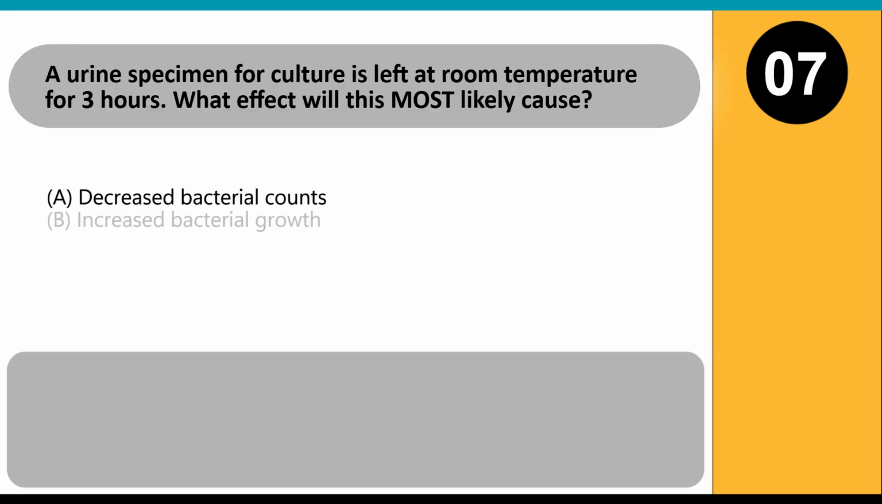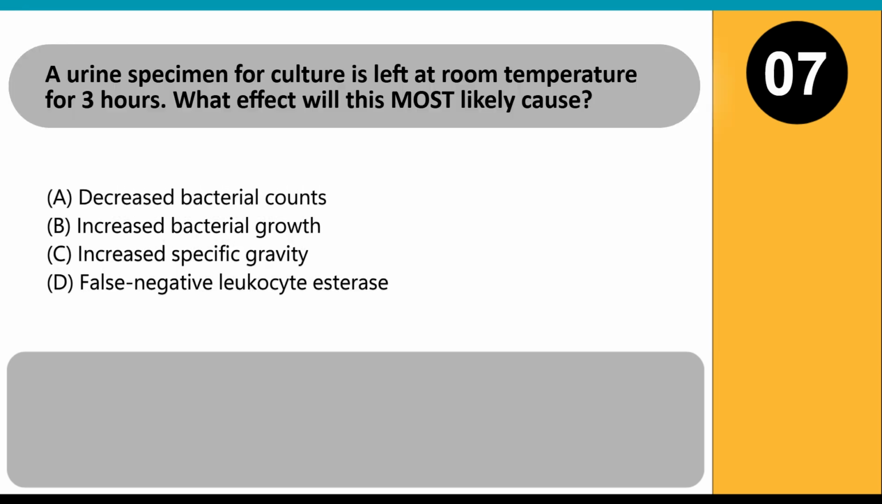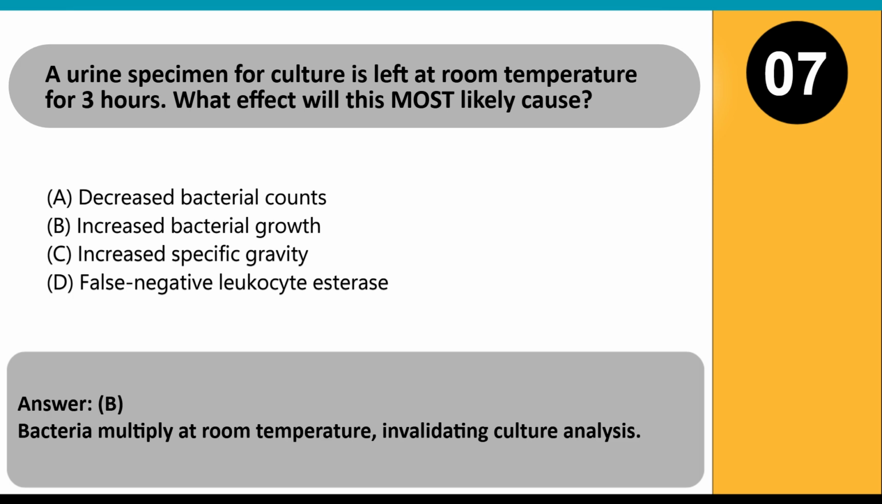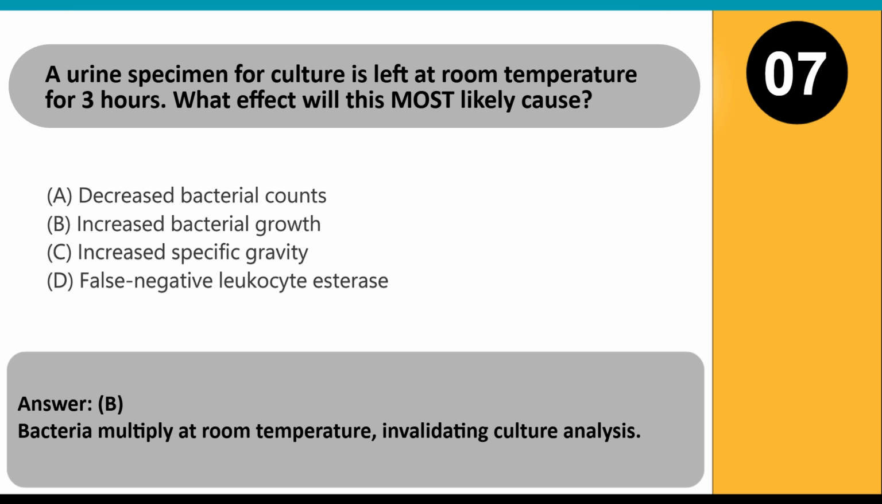A urine specimen for culture is left at room temperature for 3 hours. What effect will this most likely cause? A. Decreased bacterial counts. B. Increased bacterial growth. C. Increased specific gravity. D. False negative leukocyte esterase. Answer: B. Bacteria multiply at room temperature, invalidating culture analysis.